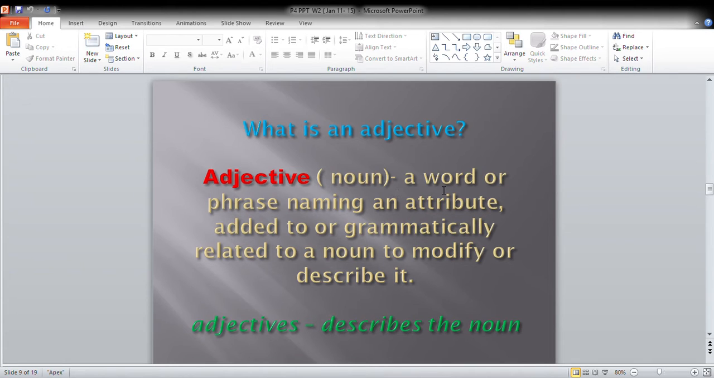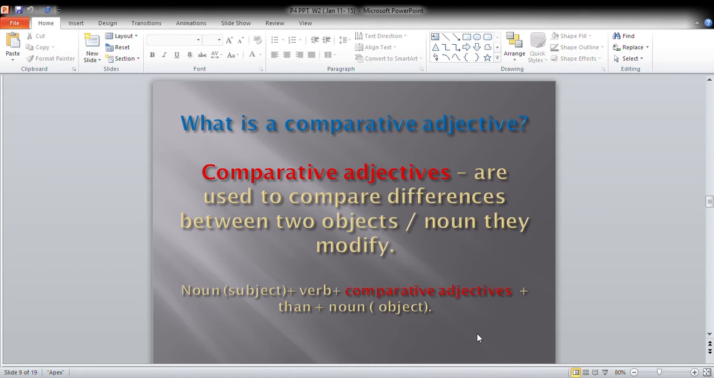So adjective is a word or phrase naming an attribute, added to or grammatically related to a noun to modify or describe it. So meaning, adjectives describe the noun. So we have here, what is a comparative adjective? Comparative adjectives are used to compare differences between two objects or nouns they modify.